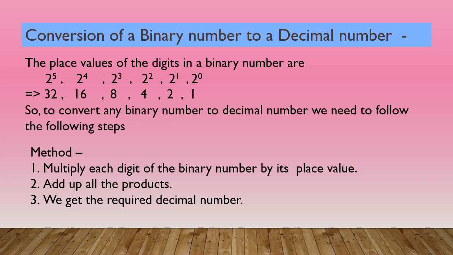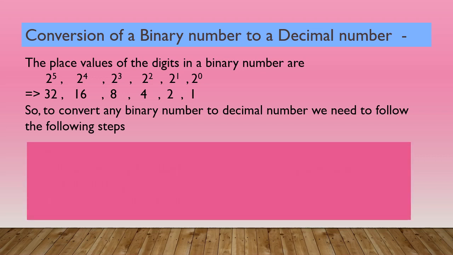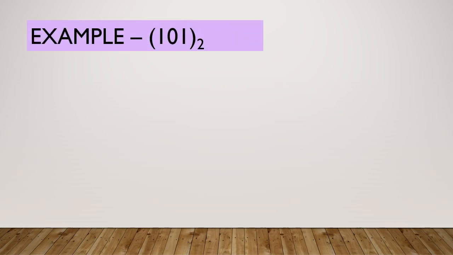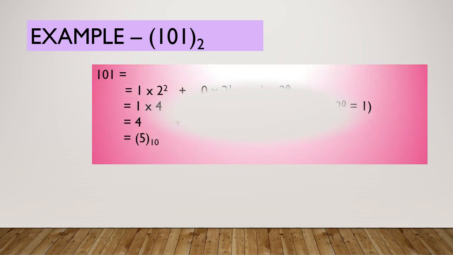Number 1, multiply each digit of the binary number by its place value. Add up all the products, and we get the required decimal number. Let's see an example. Suppose we have a binary number 101. We call the number one-zero-one and not one hundred one, since 100 is nowhere in the binary number system.